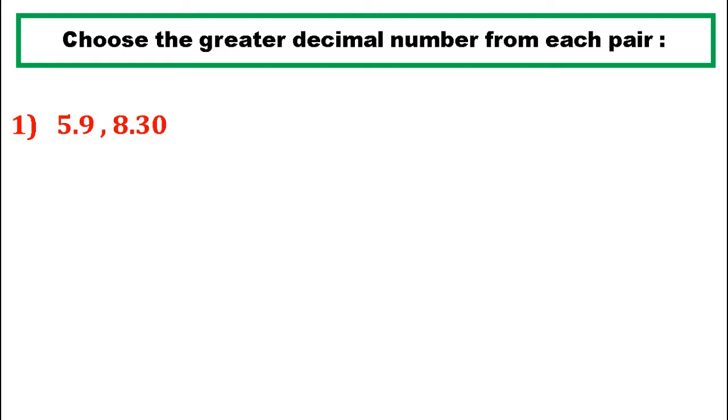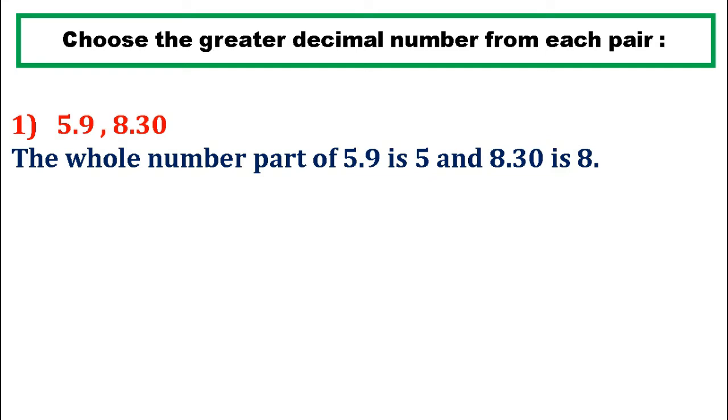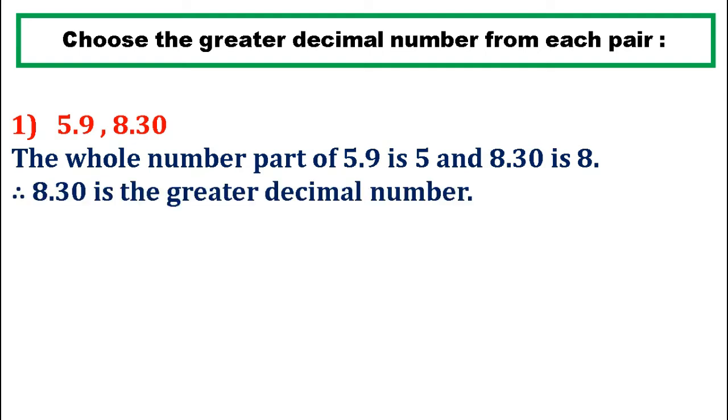So here we will first look at the first step, where we will look at the whole numbers. The whole number part of the first number 5.9 is 5, and the whole number part of the second number, that is 8.30, is 8. So out of 5 and 8, 8 is greater. Therefore, 8.30 is the greater decimal number.